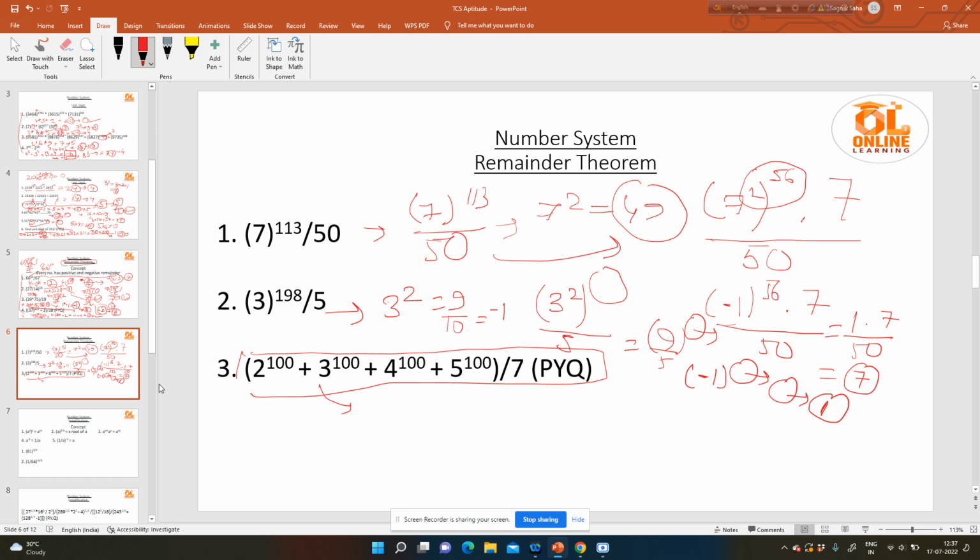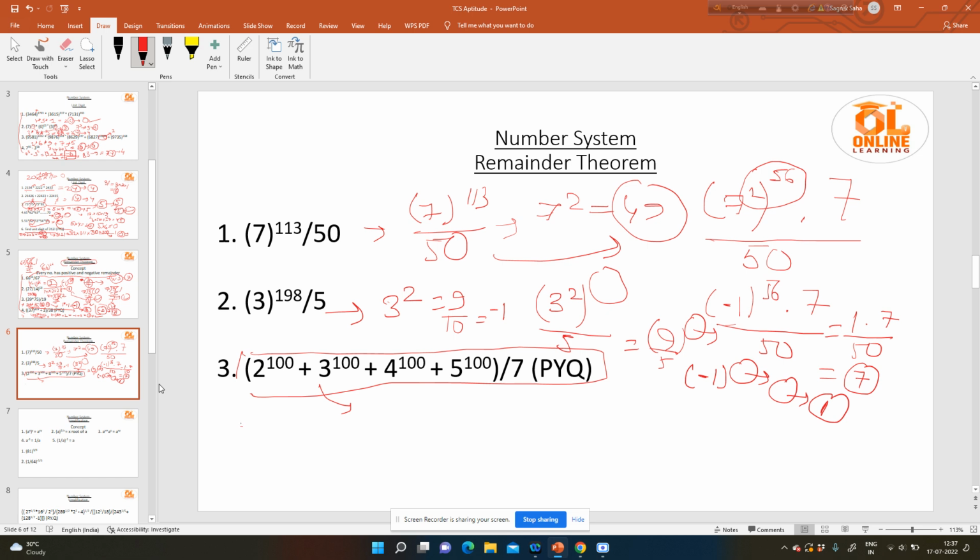2 to the power 100 plus 3 to the power 100 plus 4 to the power 100 plus 5 to the power 100, divided by 7. So we have to find some powers of 2, some powers of 3, some powers of 4, some powers of 5 that will be close to 7. That is, if we divide it by 7, then we will be having remainder as 1 or minus 1. We will try to find this type of solution. So 2 ones are 2, 2 square is 4, it is not close to 7, but 2 cube is 8, that is close to 7, right?